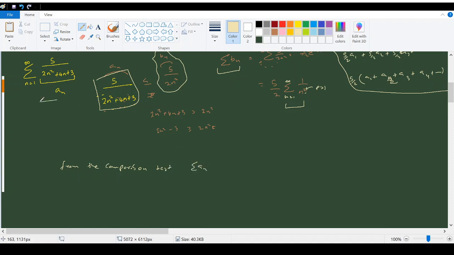the original series converges. Because if you are writing the answer in a correct way, first you should say since p is greater than 1, or else you can even mention since 2 is greater than 1, sigma 1 over n squared converges. Therefore from the comparison test this series will converge.